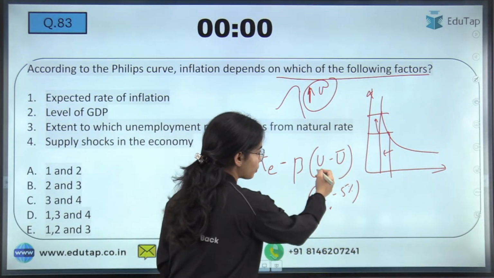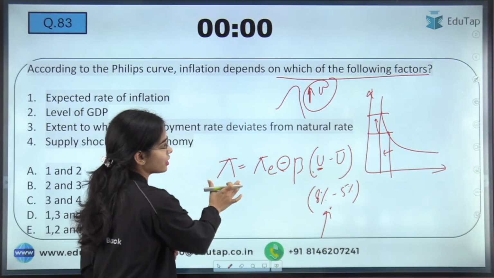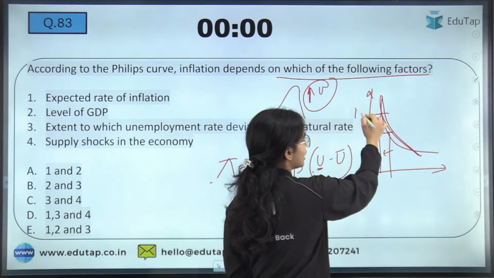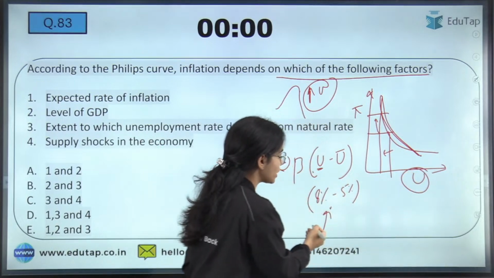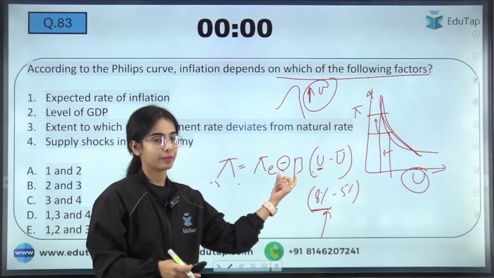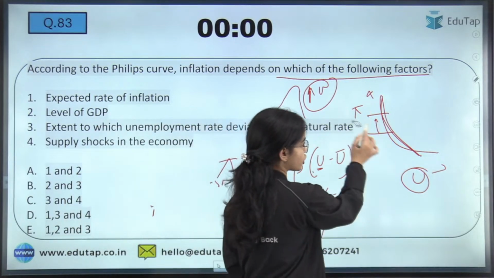So if the unemployment rate is currently high, there is a negative, inverse relationship between the unemployment rate and the inflation rate. If the unemployment rate is higher, the inflation rate will be lower, and that is shown by this negative sign. Inflation also depends upon the supply shock.